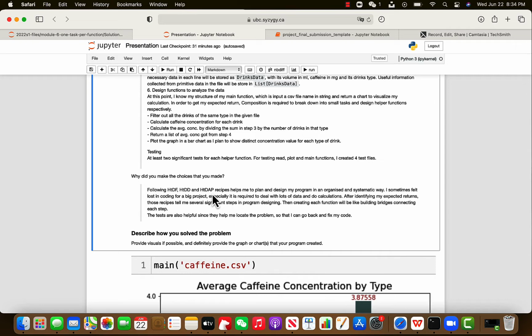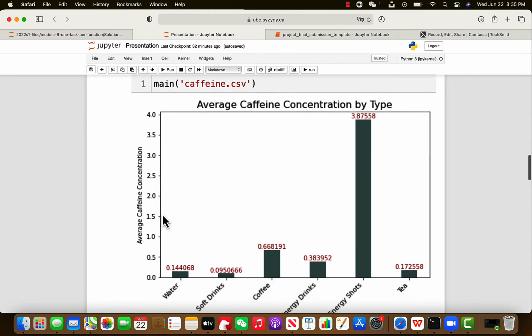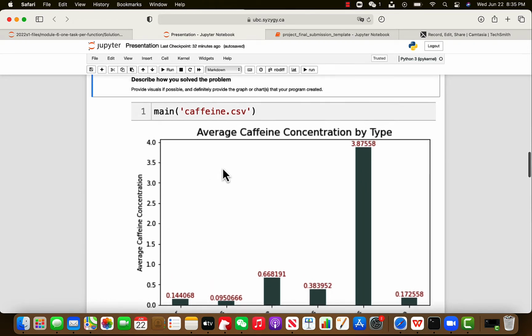So following these recipes helps me to plan and design my program in an organized and systematic way. I sometimes felt lost in coding for a big project, especially when it is required to deal with lots of data and do calculations. After identifying my expected returns, those recipes tell me several significant steps in program designing. Then creating each function will be like building bridges connecting each step. And this is my final output, this graph.